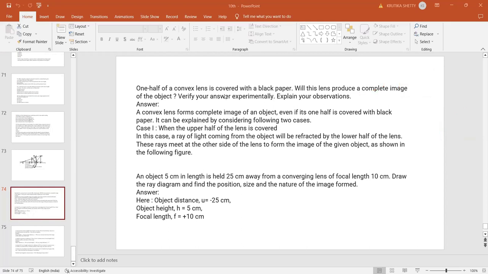Then the next question. So I'll just give the hint here. You solve it later. An object 5 cm in length is held 25 cm away from a converging lens. So converging lens, not concave lens, okay, convex lens it is, of focal length 10 cm. Draw the ray diagram and find the position, size and nature of the image formed.